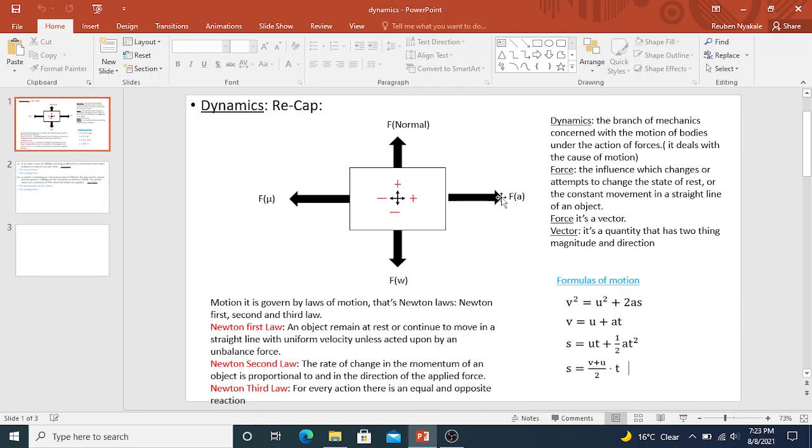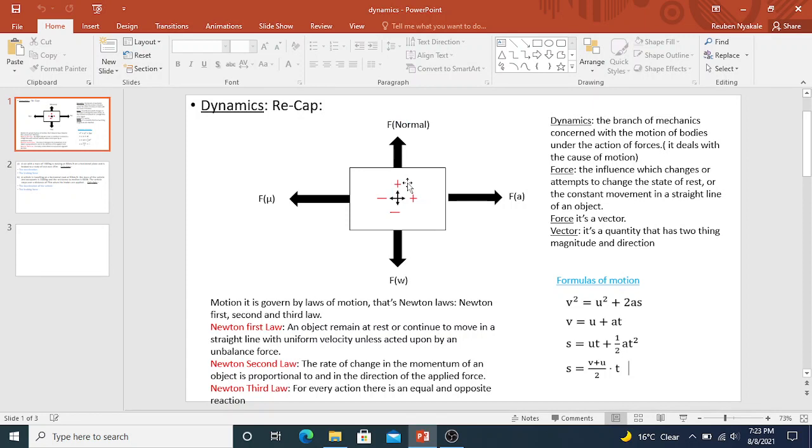Now, force is a vector. What is it that we know about a vector? We know that a vector is a quantity that has two things, magnitude and direction. We will be working with this principle of force being a vector. Now, all forces going up are positive, as you can see on this diagram. And the force going up is known as your normal force.